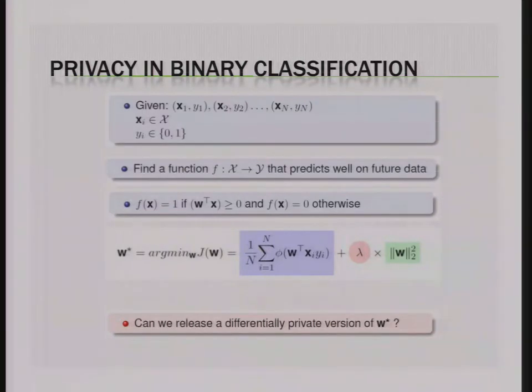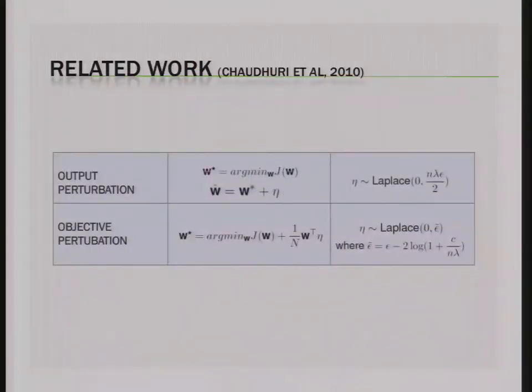And if so, how? This question has been considered before, and there are two basic techniques which work for achieving differential privacy in machine learning, and which are popular. The first one is called output perturbation. In this case, you minimize the regularized ERM objective J of w, you get w star, and then you perturb it with some noise eta. It can be shown that if this noise is Laplace distributed with certain parameters, then the output is differentially private, in that it satisfies the definition that I showed before.